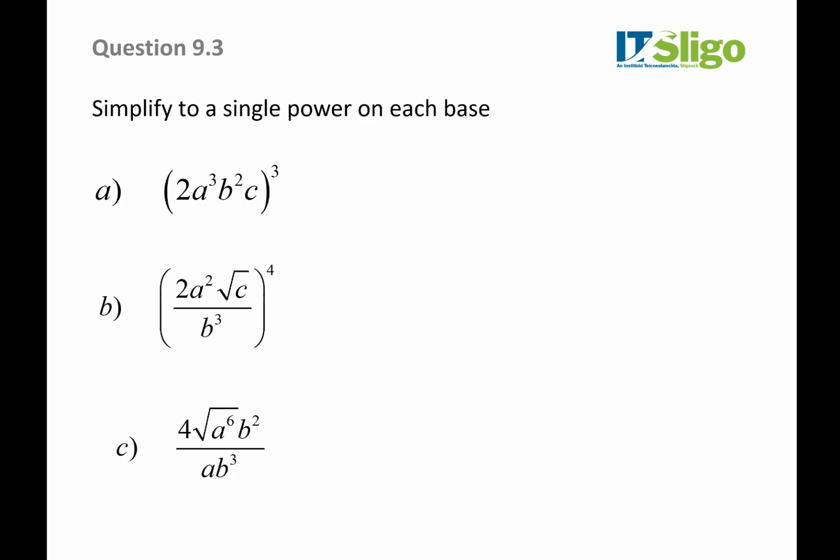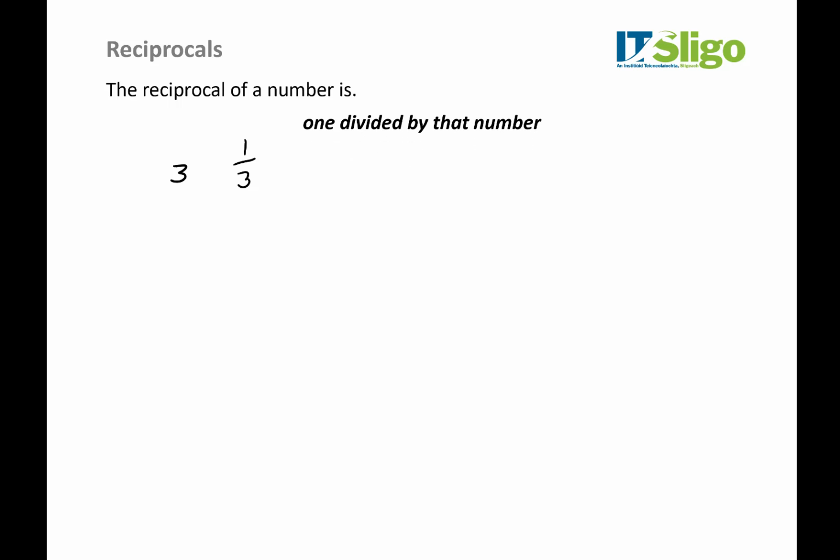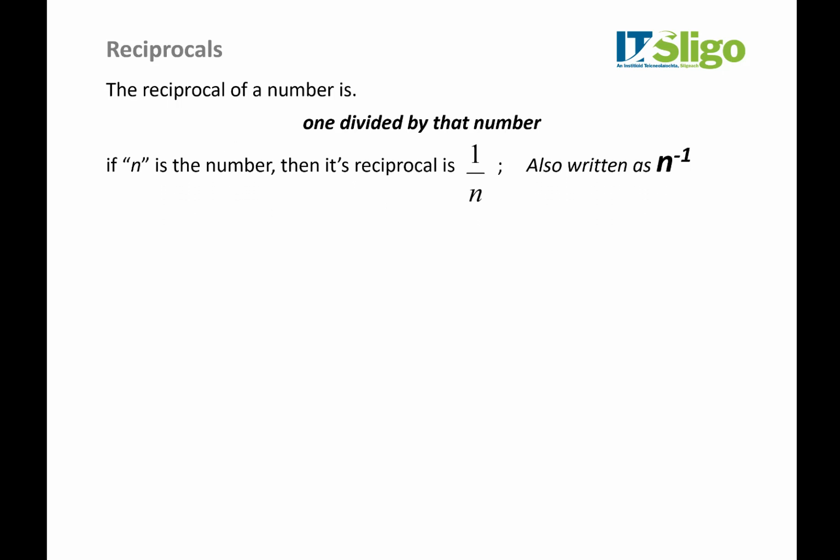Just one more thing to take a look at. It's just to introduce the idea of the reciprocal. Simple concept, very powerful mathematical tool though. So the reciprocal of a number, say if we have the number 3, the reciprocal is simply 1 over that number. That's the reciprocal. So if n is the number, then its reciprocal is 1 over n. And remember, that could also be written using rule 4 that we just looked at in this lecture as n to the power of minus 1.